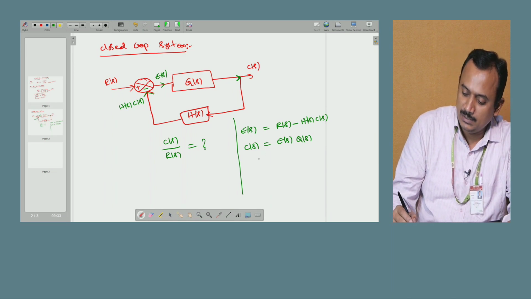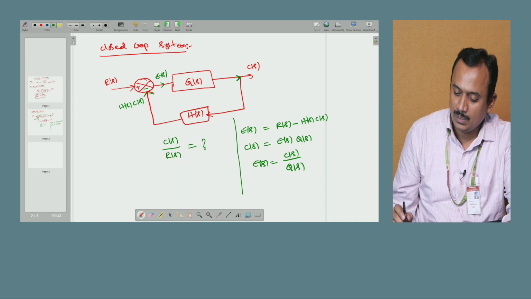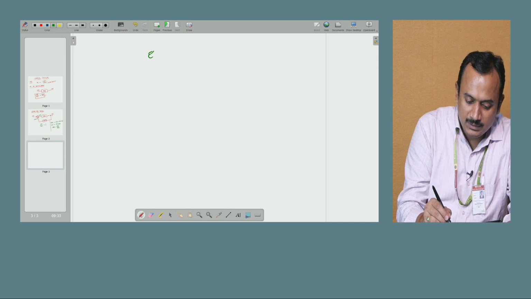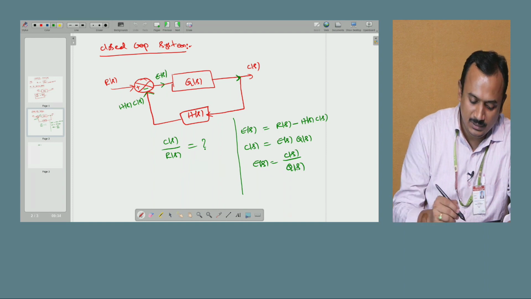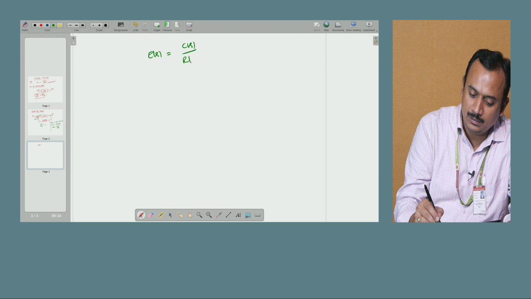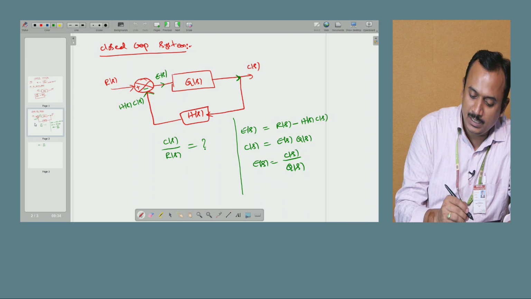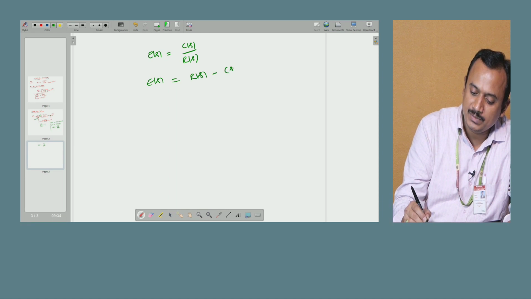From this equation I may write E of S is equal to C of S by G of S. Now using these two equations, that is, E of S is equal to C of S by G of S, and the other equation which is the error, E of S is equal to R of S minus H of S into C of S, that is, E of S is equal to R of S minus C of S into H of S.